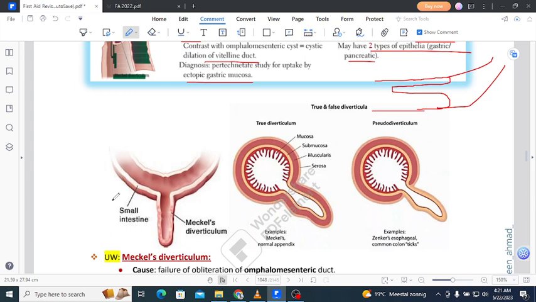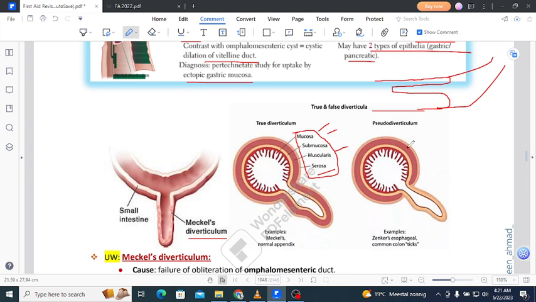So here you can see the small intestine. Meckel diverticulum is a true diverticulum. When do we call something a true diverticulum? When all four layers are herniating outside. The main layers are the mucosa, the submucosa, the muscularis and serosa, and this pattern is followed throughout the GIT. If all the layers are herniating outwards, this is called a true diverticulum. For example, the Meckel diverticulum. It is one of the very few true diverticula in the body.